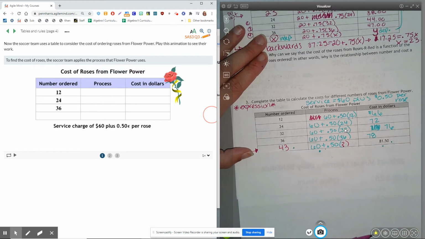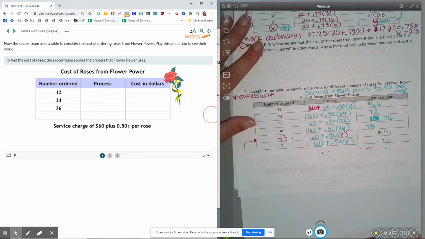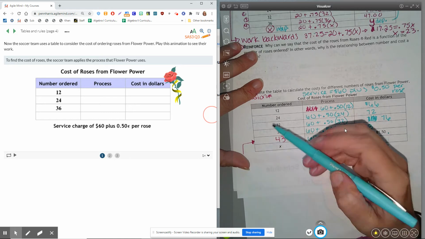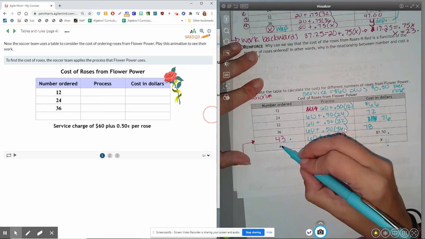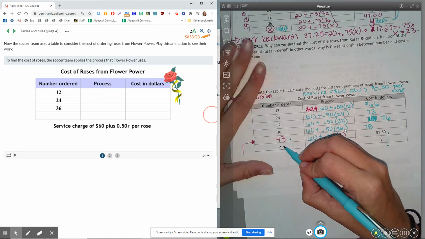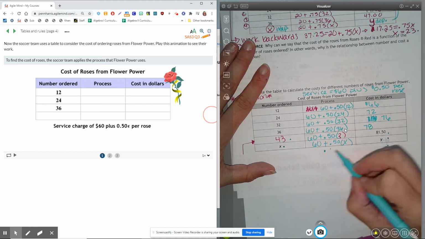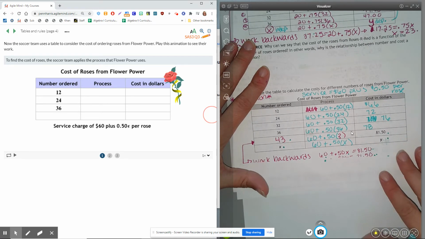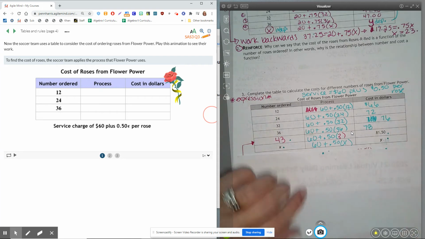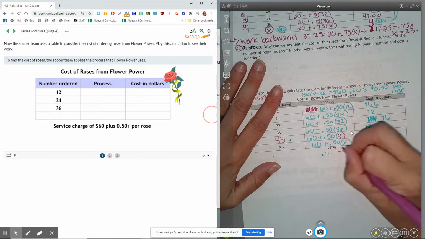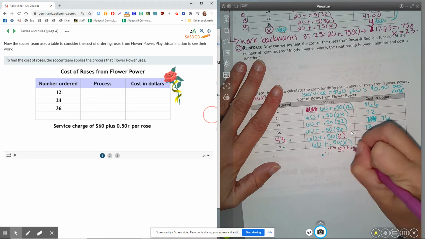All right. Moving down here, just like we did up here with the Roses Are Red company, we can replace our number ordered with our X variable and our cost in dollars with our Y variable, using our process here to come up with the equation. Let me write it out here for you. Y equals 60 plus 0.50x.